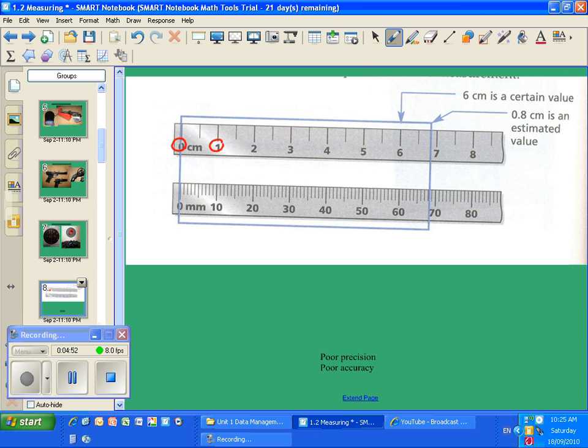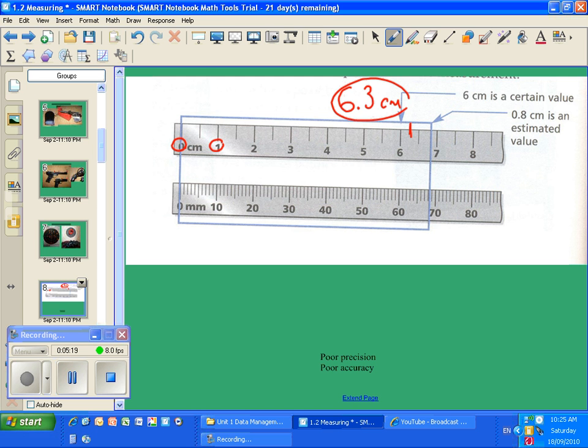So if we were going to measure something that came out to here, for example, we could say it's certainly more than 6, and it's certainly less than 6.5, but where exactly is it? When we write a measurement down, we're going to go to 1 decimal place beyond what we're sure of. So we know it's 6, 6 decimal, possibly 3 centimeters.